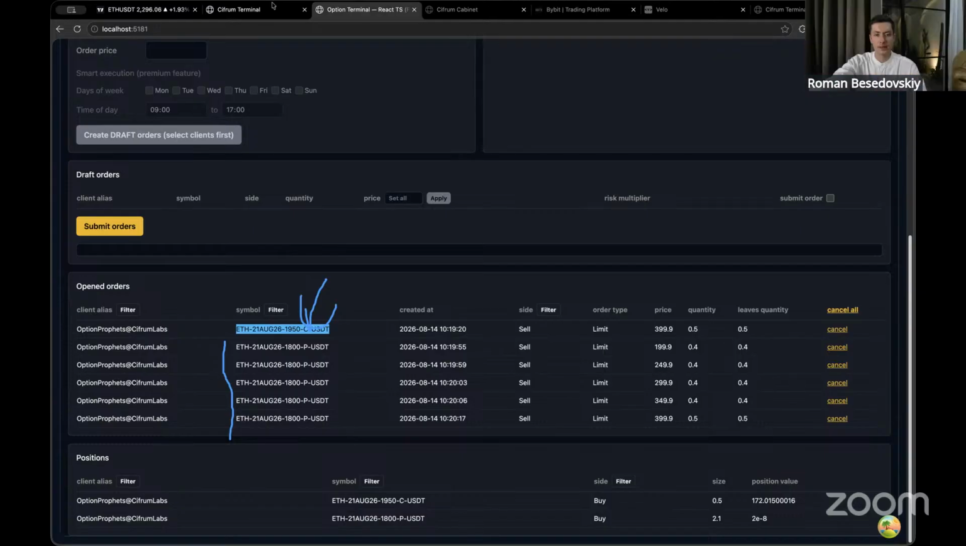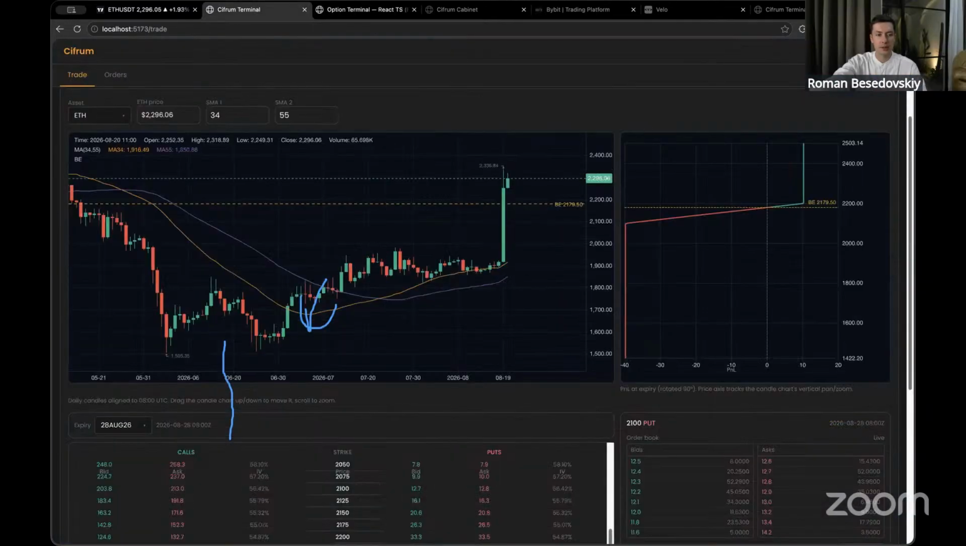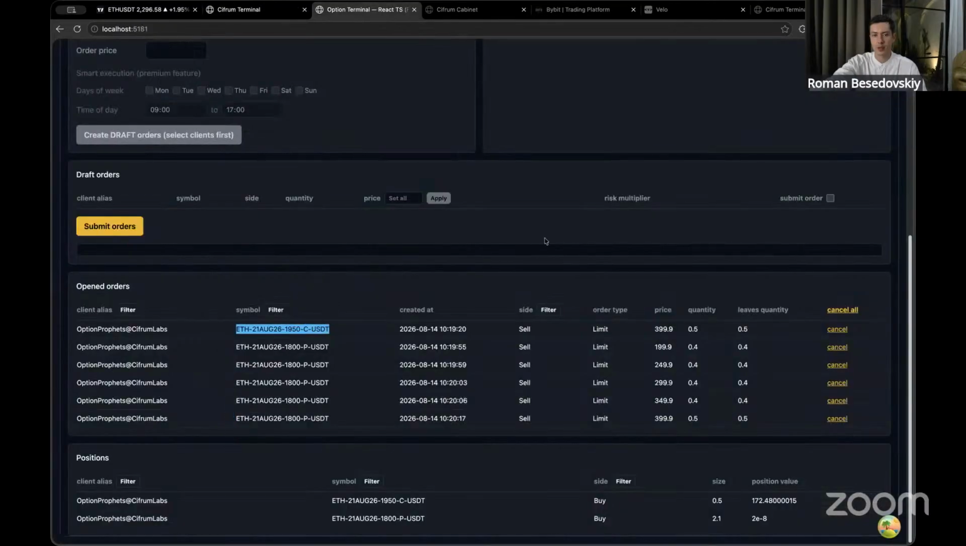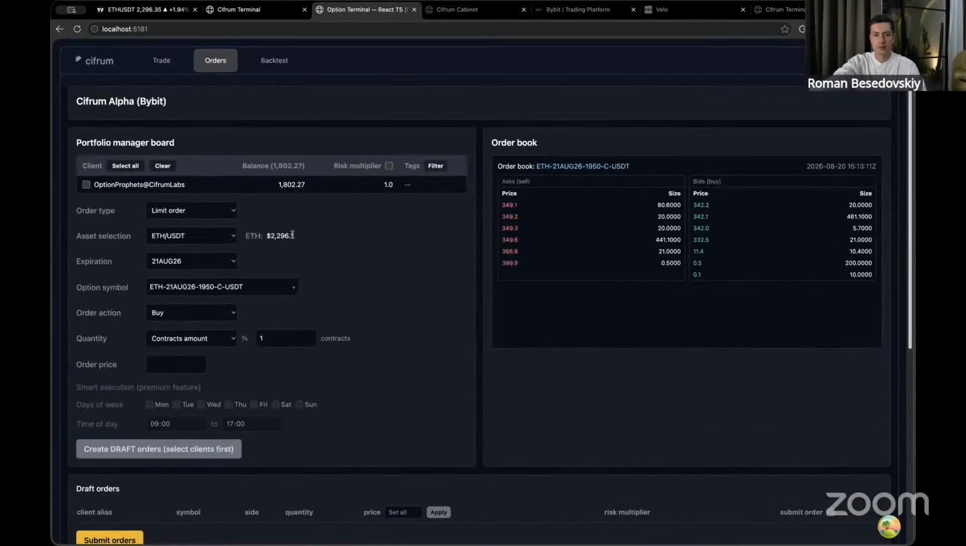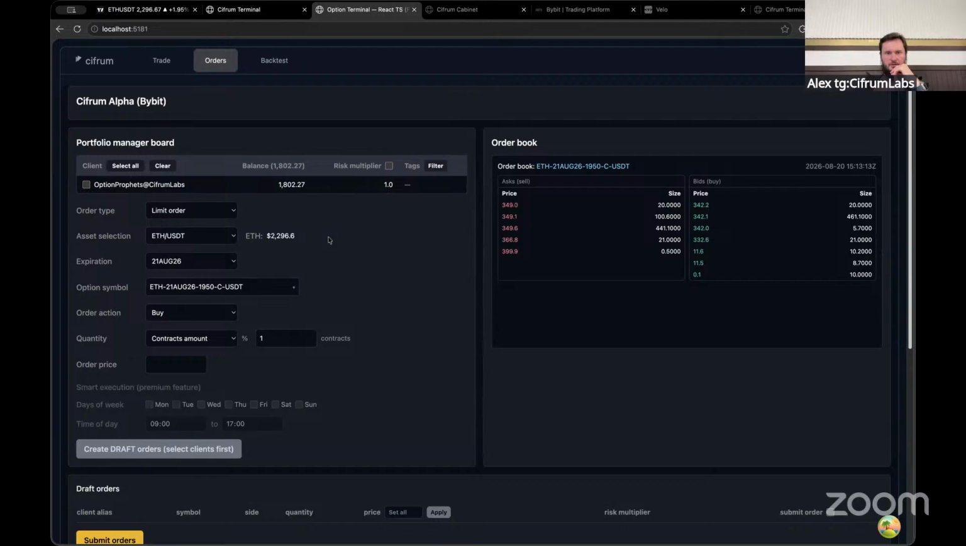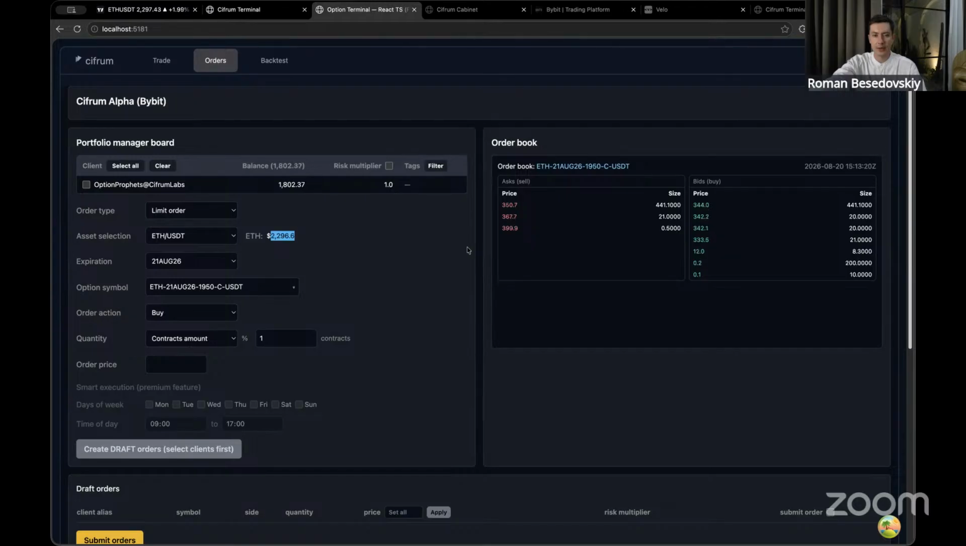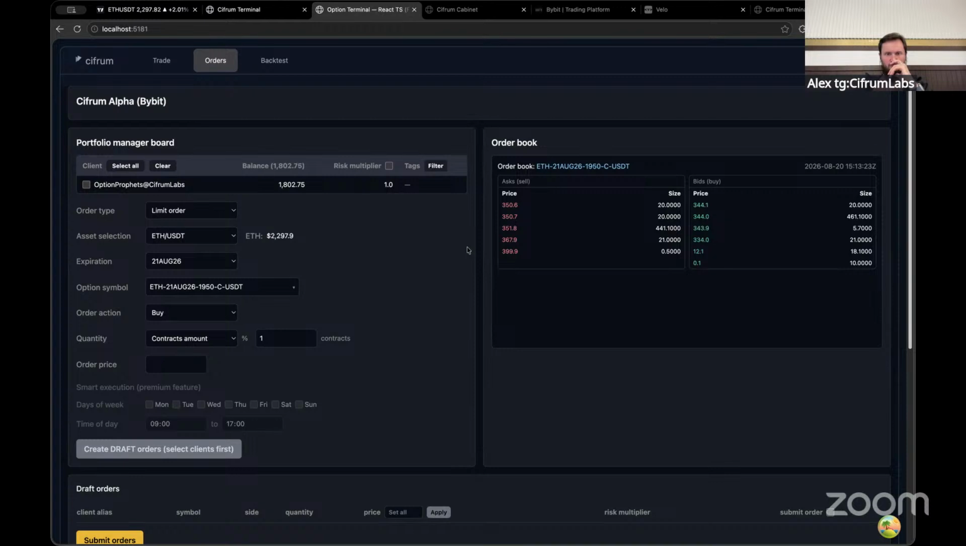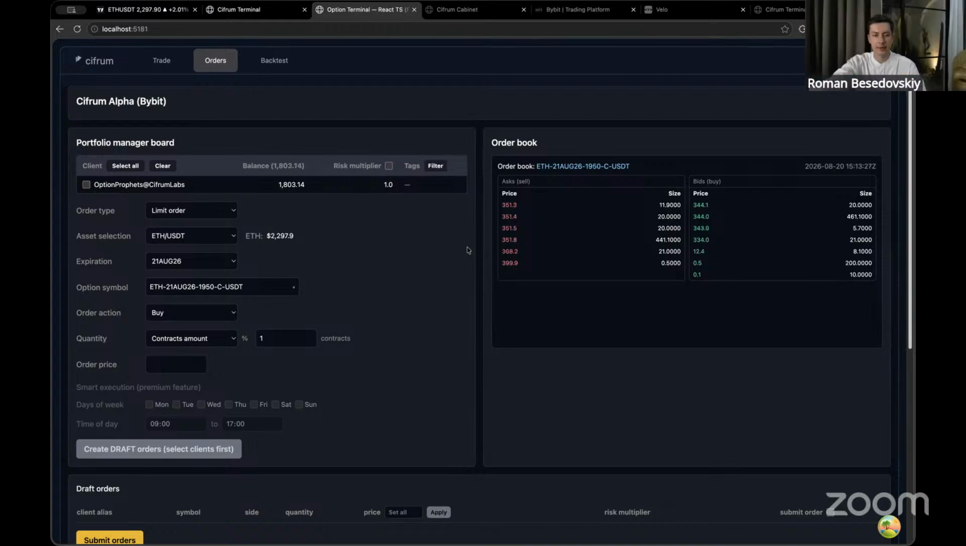Can you show me again what is the current price of Ethereum? So it's 2,296. So the price is 346. You can put the price 346, and I think it will be closed.